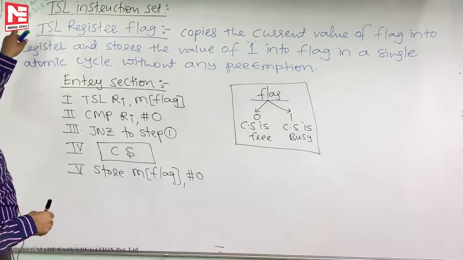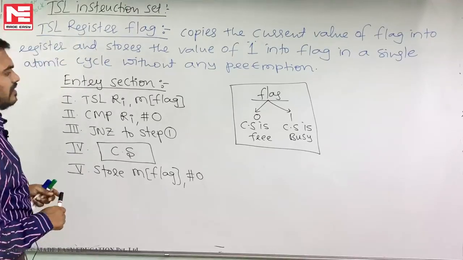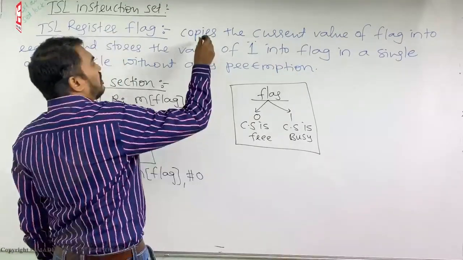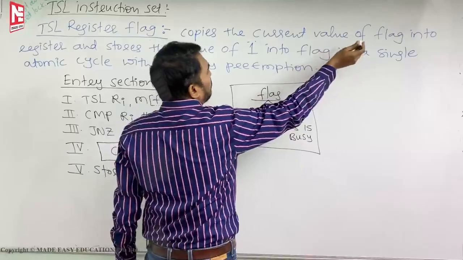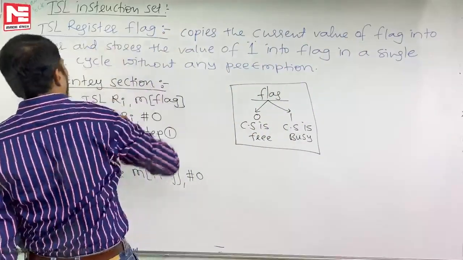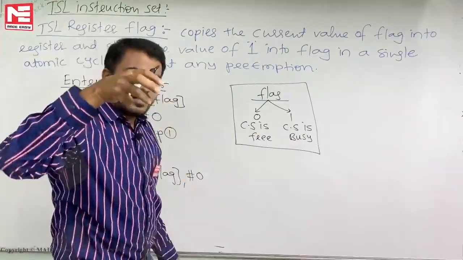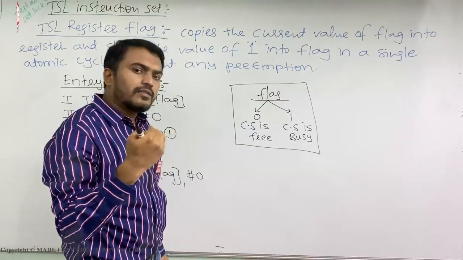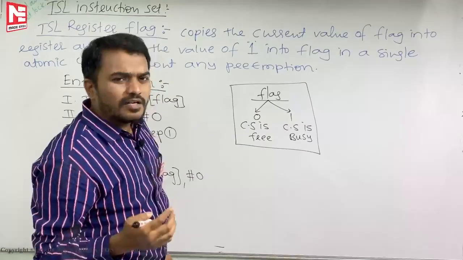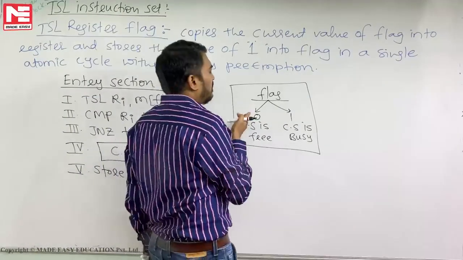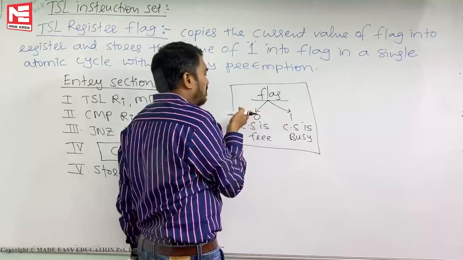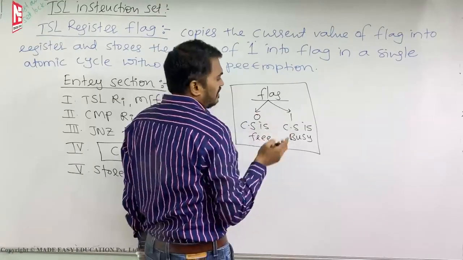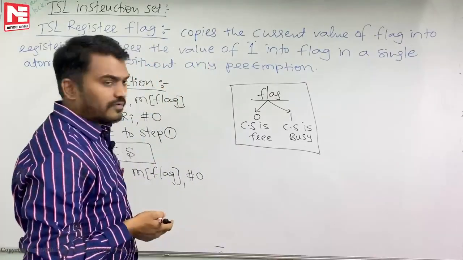Now in the TSL, we will use something called TSL register flag. What this TSL register flag will do is copy the current value of the flag into the register. The flag value can be either 0 or 1. If the flag value is 0, that means the CS is free. Flag value 1 means it is busy. That is the meaning of the representation of the flag.